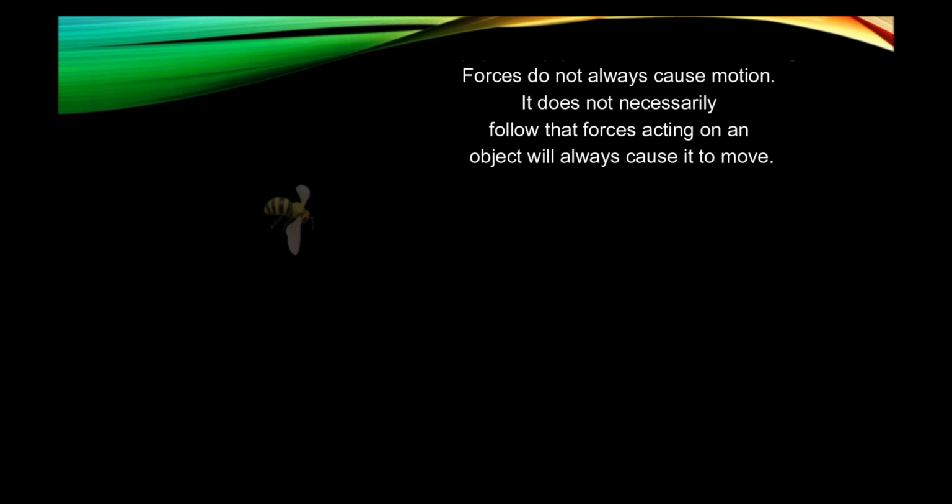Force can be operationally defined based on observed effects. This means that a force can be described in terms of what it does. However, forces do not always cause motion. It does not necessarily follow that forces acting on an object will always cause it to move. Examples of situations where forces have a tendency of changing the motion of an object or not are the following: a flying bee, an object at rest like a laptop above the table, a rotating Earth, a gift above the table.